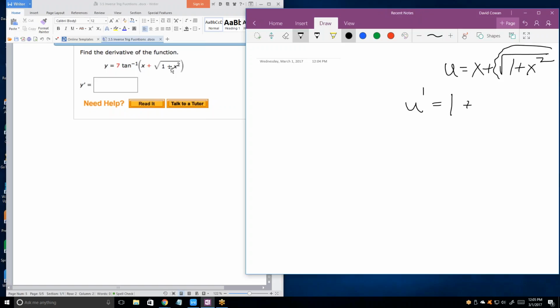You've got to take the derivative of that. And to take the derivative of it, rewrite it without the radical sign. So 1 plus x squared to the 1/2 power, right? Okay. So it's 1 plus the derivative of it, which is 1/2, 1 plus x squared to the negative 1/2. But then I have to take the derivative of the inside, which is 2x.